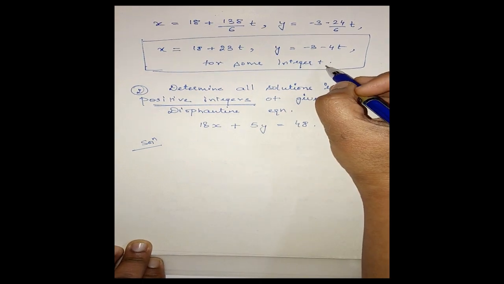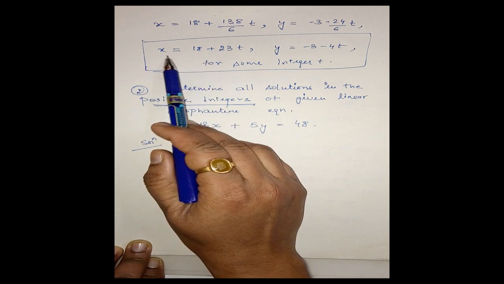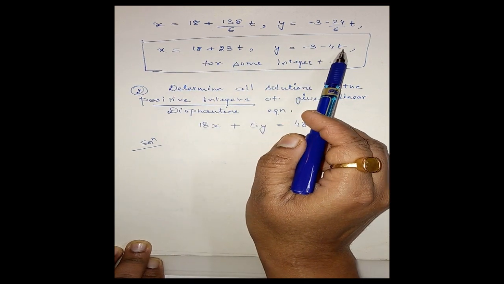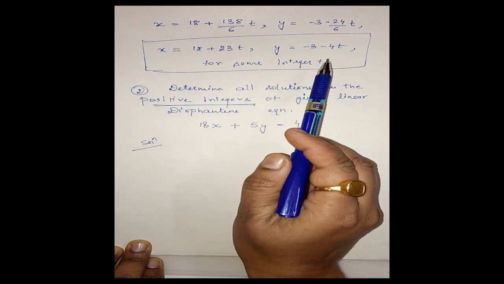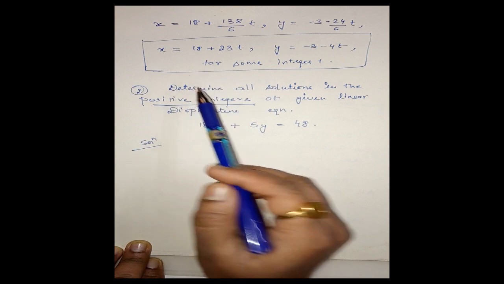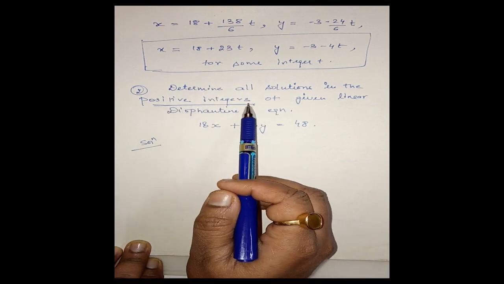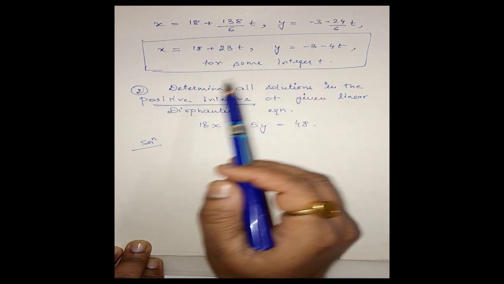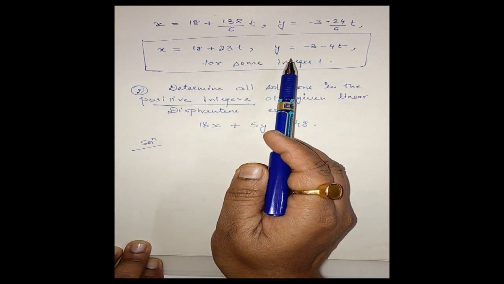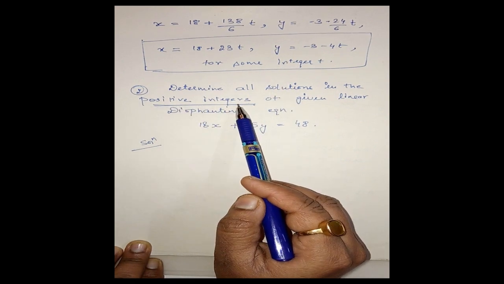See, in the previous example, we had the general solution x is equal to 18 plus 23t and y is equal to minus 3 minus 4t for some integer t. t may be a positive integer or a negative integer. But in this particular question, we have to find the solution in positive integers. That means we have to choose our t in such a way that x and y come out to be positive. This is what we have to find in this question.